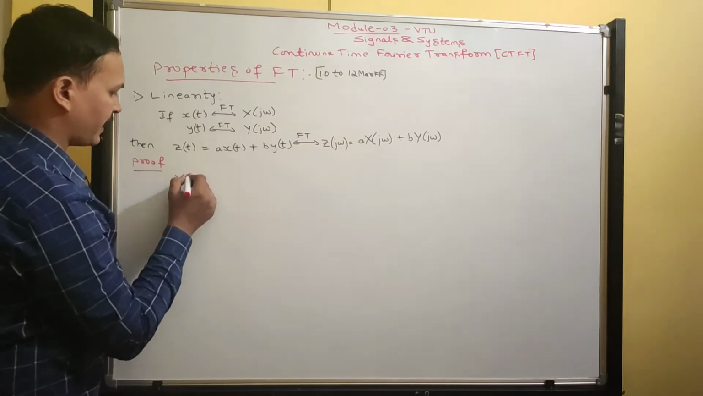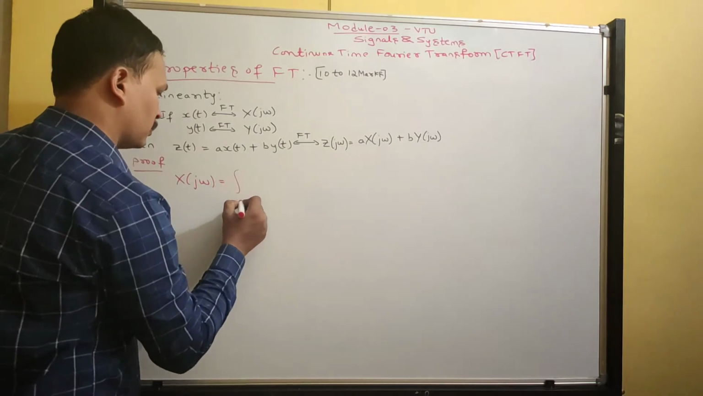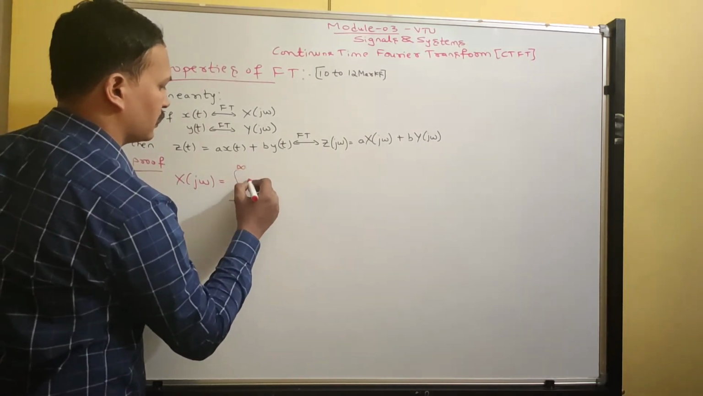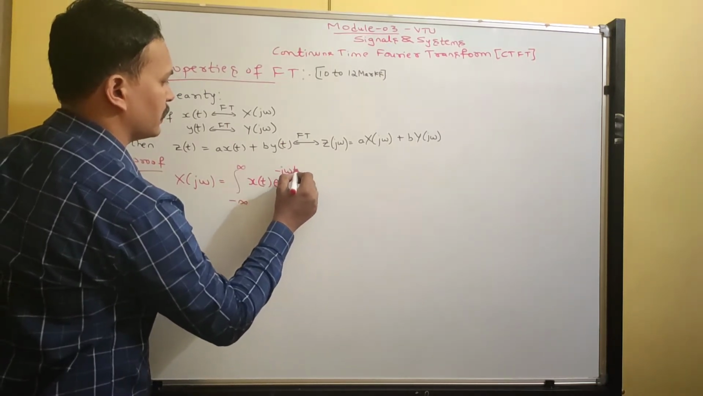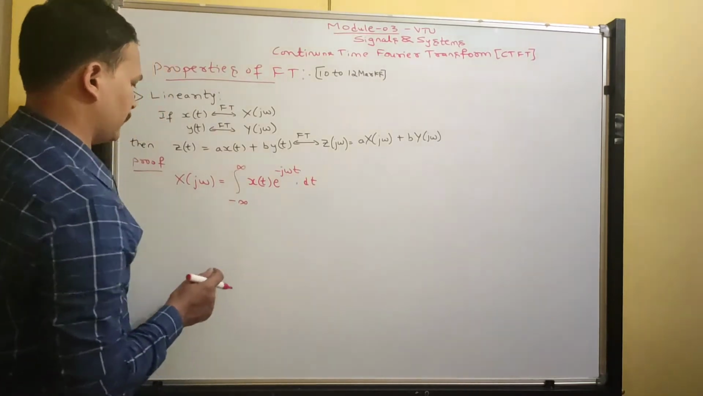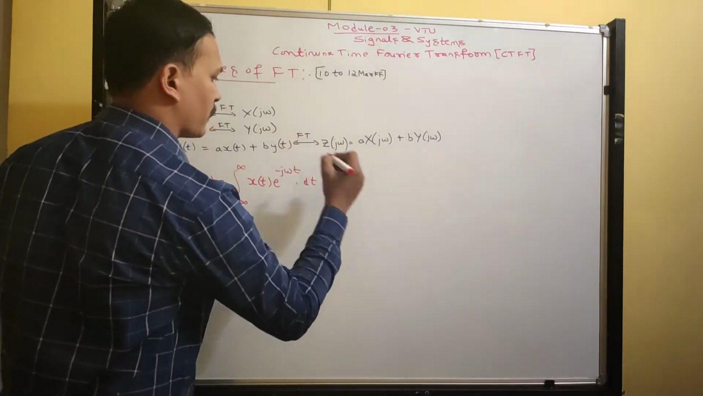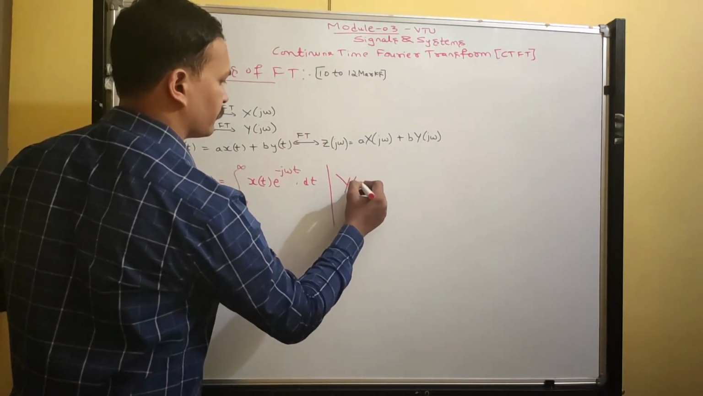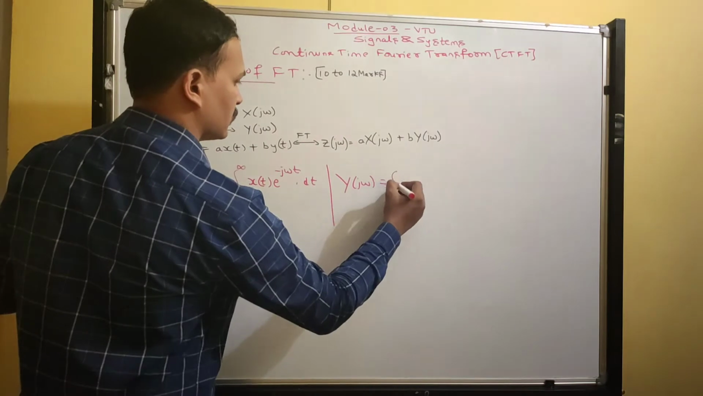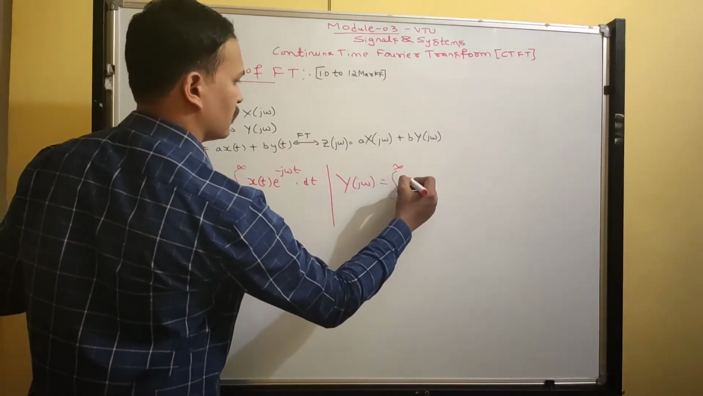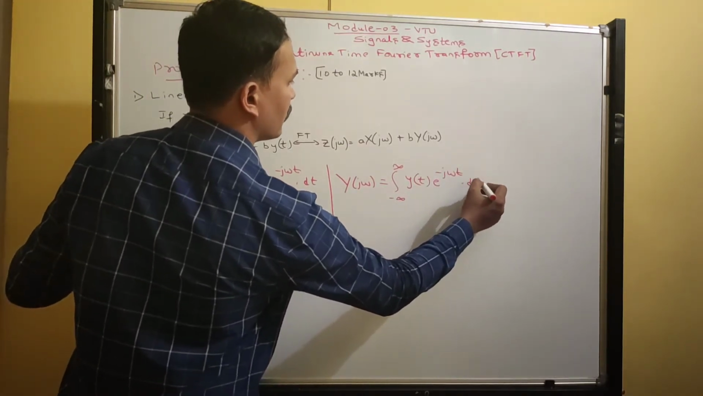We have the Fourier transform formula. X of j omega is the integral from minus infinity to infinity of x of t into e to the power of minus j omega t dt. Similarly, the Fourier transform of y of t is y of j omega, which is the integral from minus infinity to infinity of y of t e to the power of minus j omega t dt.